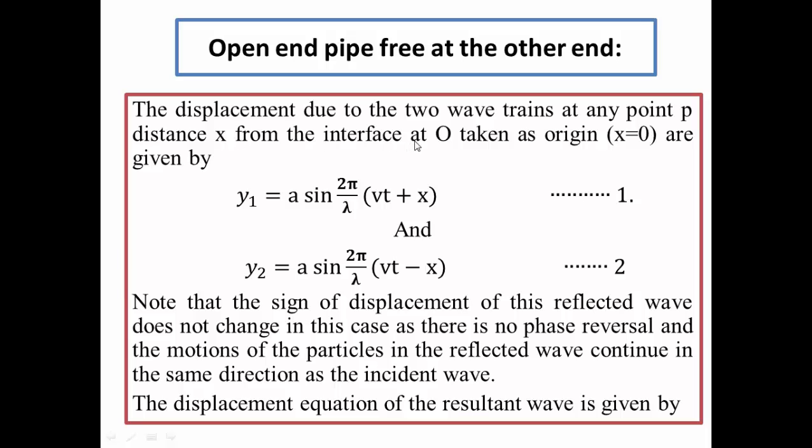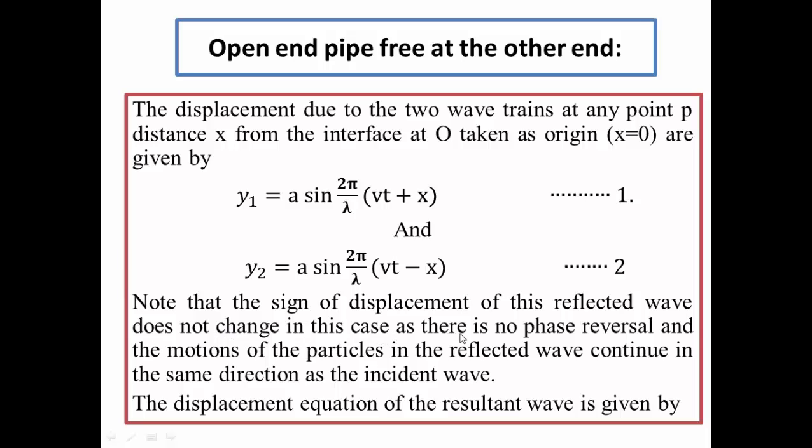interface at O, taken as origin at x equal to 0, are given by y1 is equal to a sin twice pi by lambda into (Vt plus x), this is equation number 1, and y2 is equal to a sin twice pi by lambda into (Vt minus x), this is equation number 2. Note that the sign of displacement of this reflected wave does not change. In closed end pipe we get a minus sign here, but here the sign is not changed.